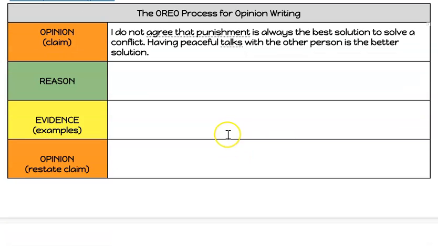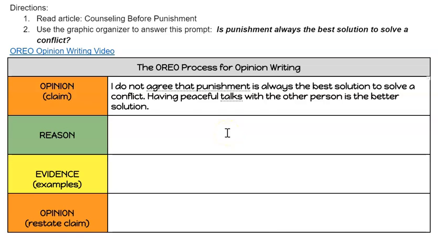So here you go. There's my claim. I do not agree that punishment is always the best solution to solve a conflict. Having peaceful talks with the other person is the better solution. Now, I have to have a reason why I said having peaceful talks with the other person is the better solution.